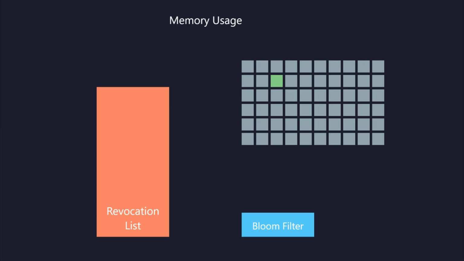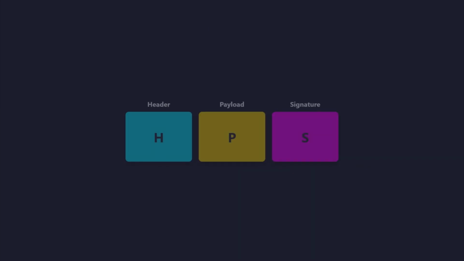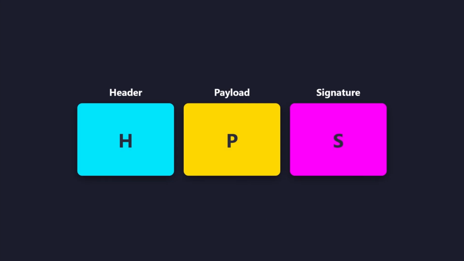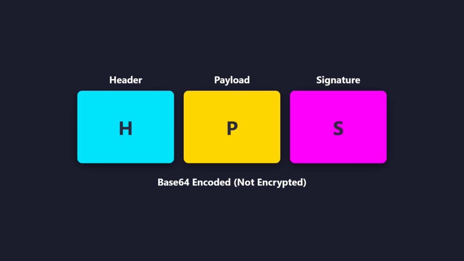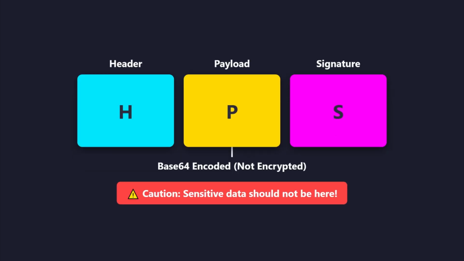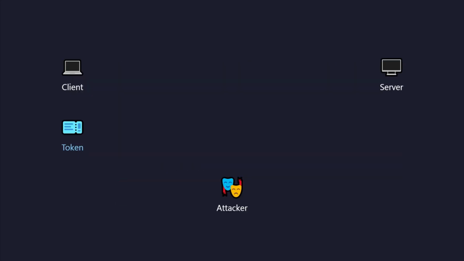For high-volume systems, a Bloom filter can store revoked token identifiers with minimal memory overhead. While it has a small false positive rate, it significantly speeds up the revocation check. Remember that the payload of a JSON web token is only encoded, not encrypted. Sensitive information like passwords or private user data should never be placed inside the token claims.